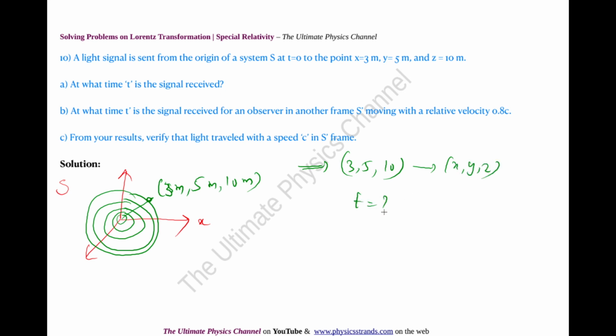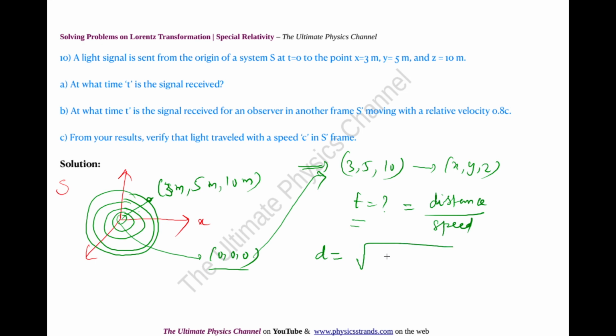Now t is asked, because we know that light takes a definite time to travel from one point to another point. Here the origin is at 0, 0, 0, right? So from this point to this point, light will take a definite time to travel, and that time is t. And that time is going to be equal to the distance that light has traveled over the speed or velocity with which it travels. So the distance in this case, let us call that d, is going to be equal to the square root of x squared plus y squared plus z squared.